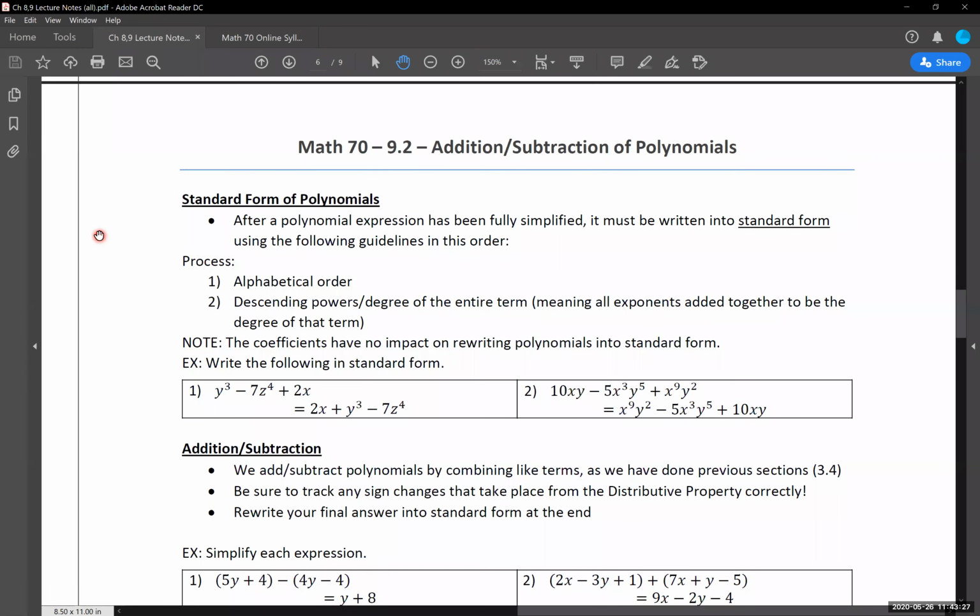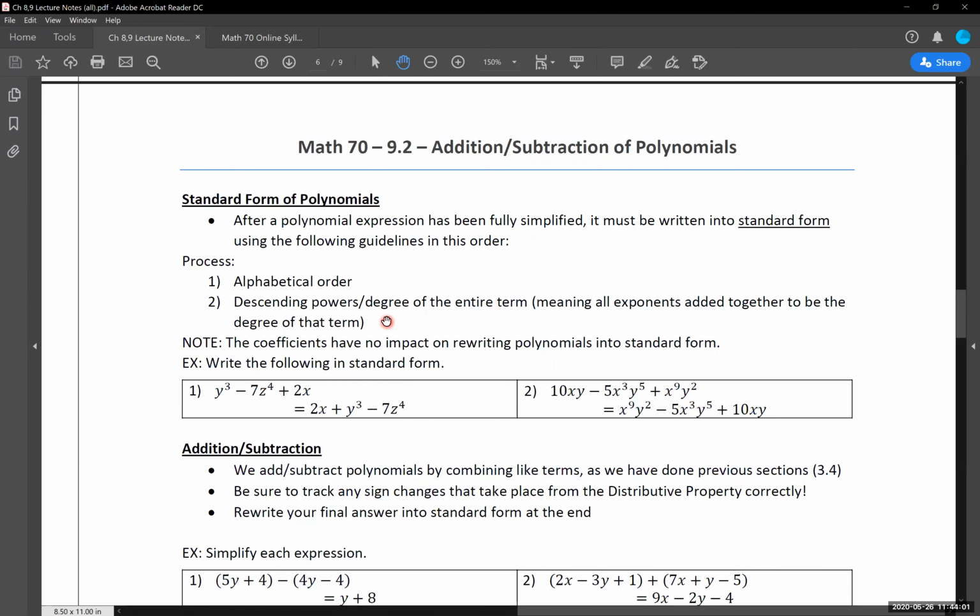I have two polynomials that I've just added together. Great. It's all simplified on that front. We then need to make sure that we have ordered this polynomial into standard form. So we have a bunch of terms that are written out for us, and we need to write them first in alphabetical order, and then by descending powers or degree of the entire term, meaning all exponents added together to be the degree of that term.